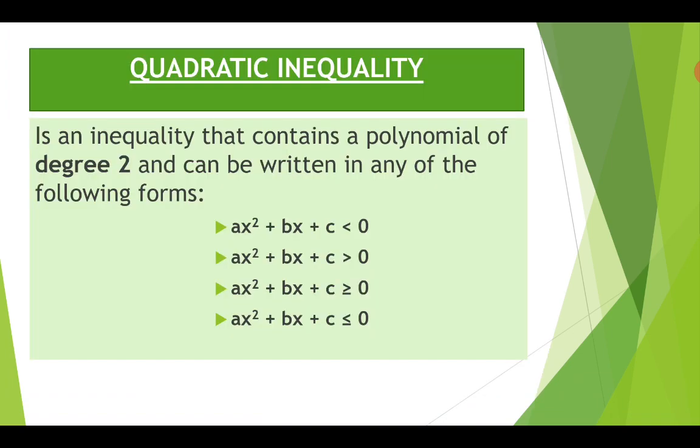Okay. Now, quadratic inequality is basically an inequality that contains a polynomial of degree 2. So, parehas lang siya ng quadratic equation. Kailangan yung pinakamataas na exponent niya ay 2. Okay? And this can be written in any of the following forms. Ax squared plus bx plus c is less than 0. Ax squared plus bx plus c is greater than 0. Ax squared plus bx plus c is greater than or equal to 0. Ax squared plus bx plus c is less than or equal to 0.